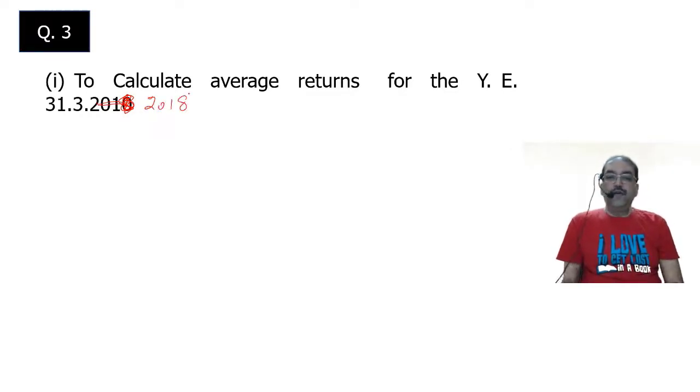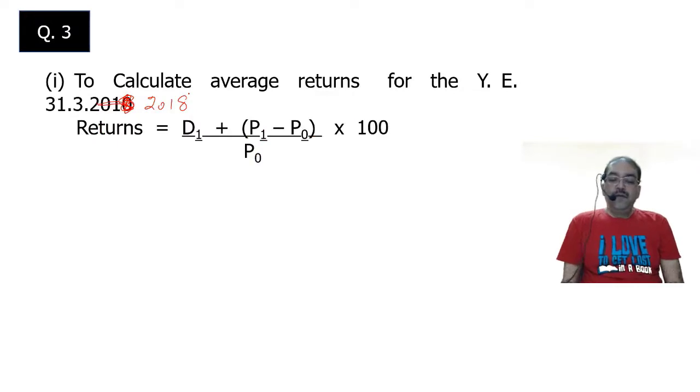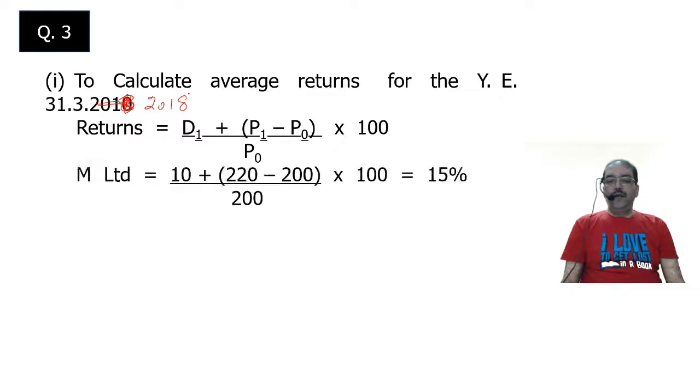Returns are given to us. Formula: D1 plus P1 minus P0 upon P0 into 100. So for M Limited, dividend is 10. Market price at the end of the year is given as 220. Market price at the beginning of the year is given as 200, upon my investment cost 200, which we calculated as 2 lakhs divided by 1000. Correct? So that comes to 15%.